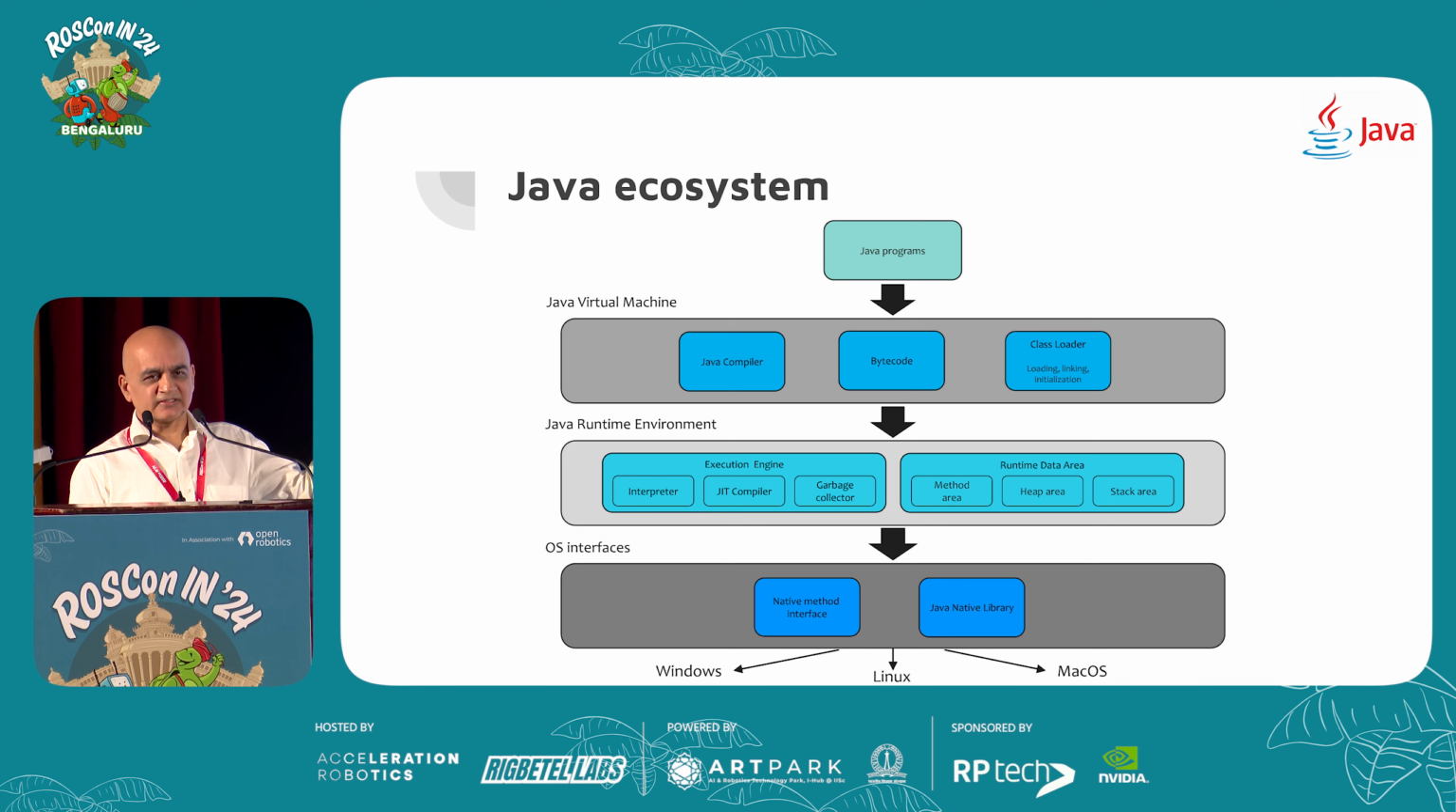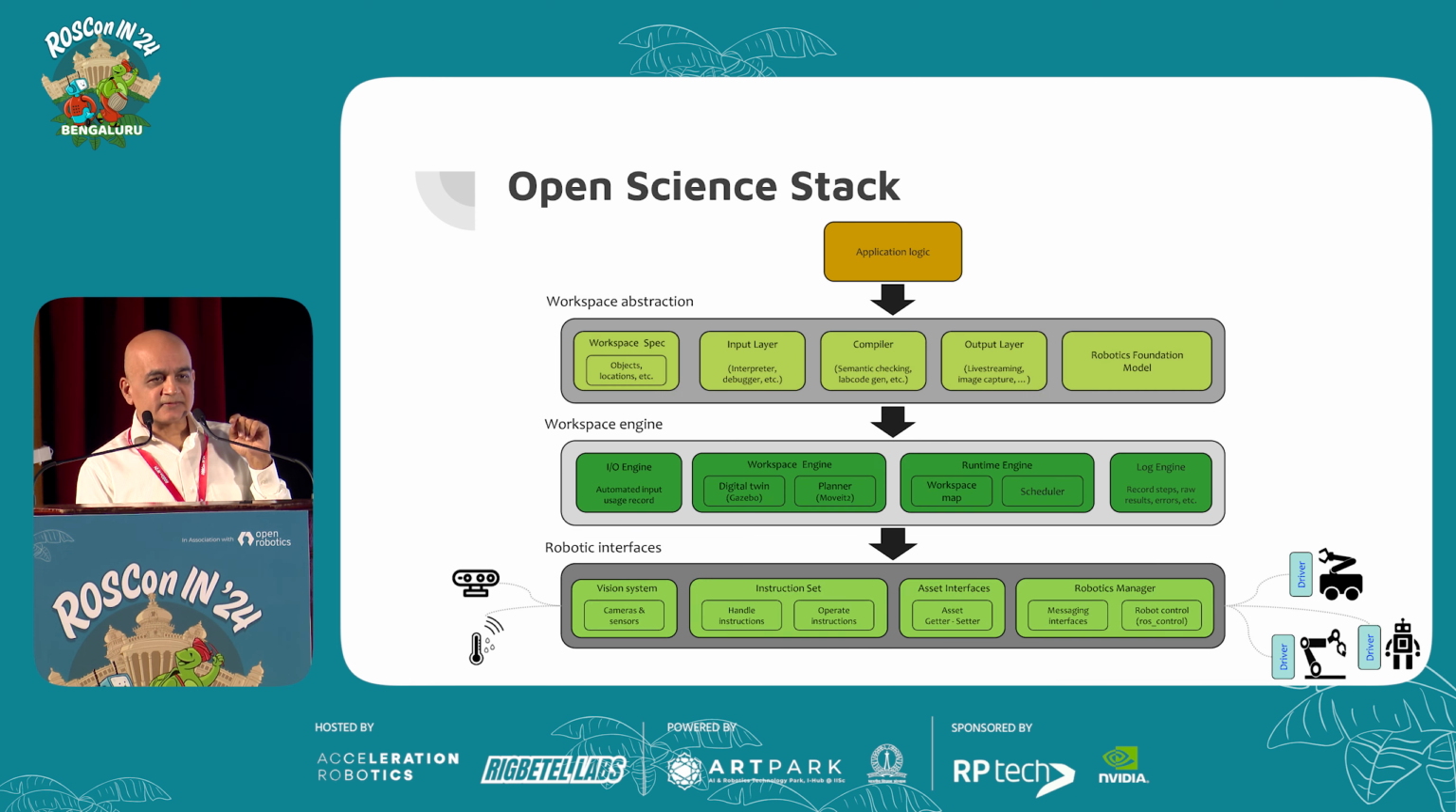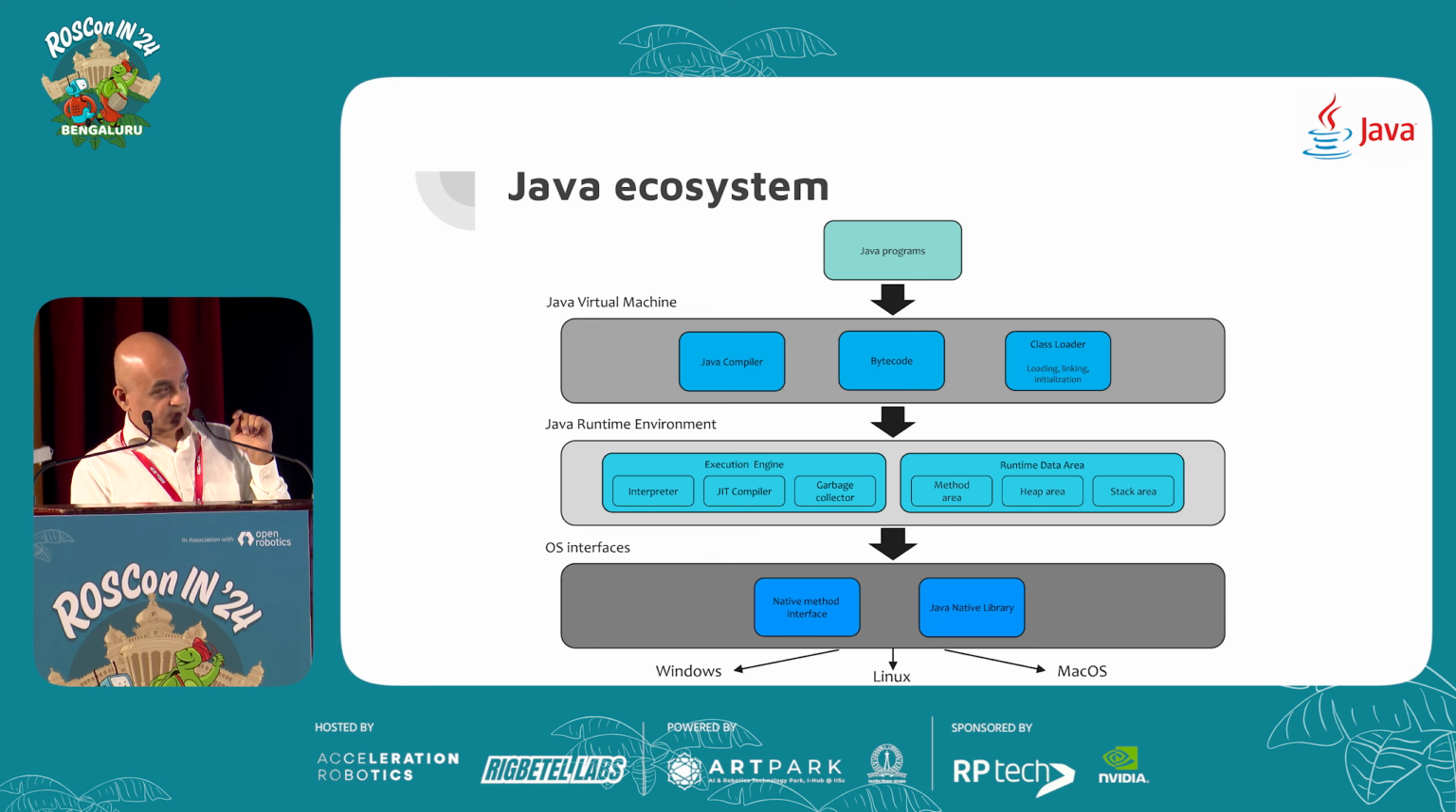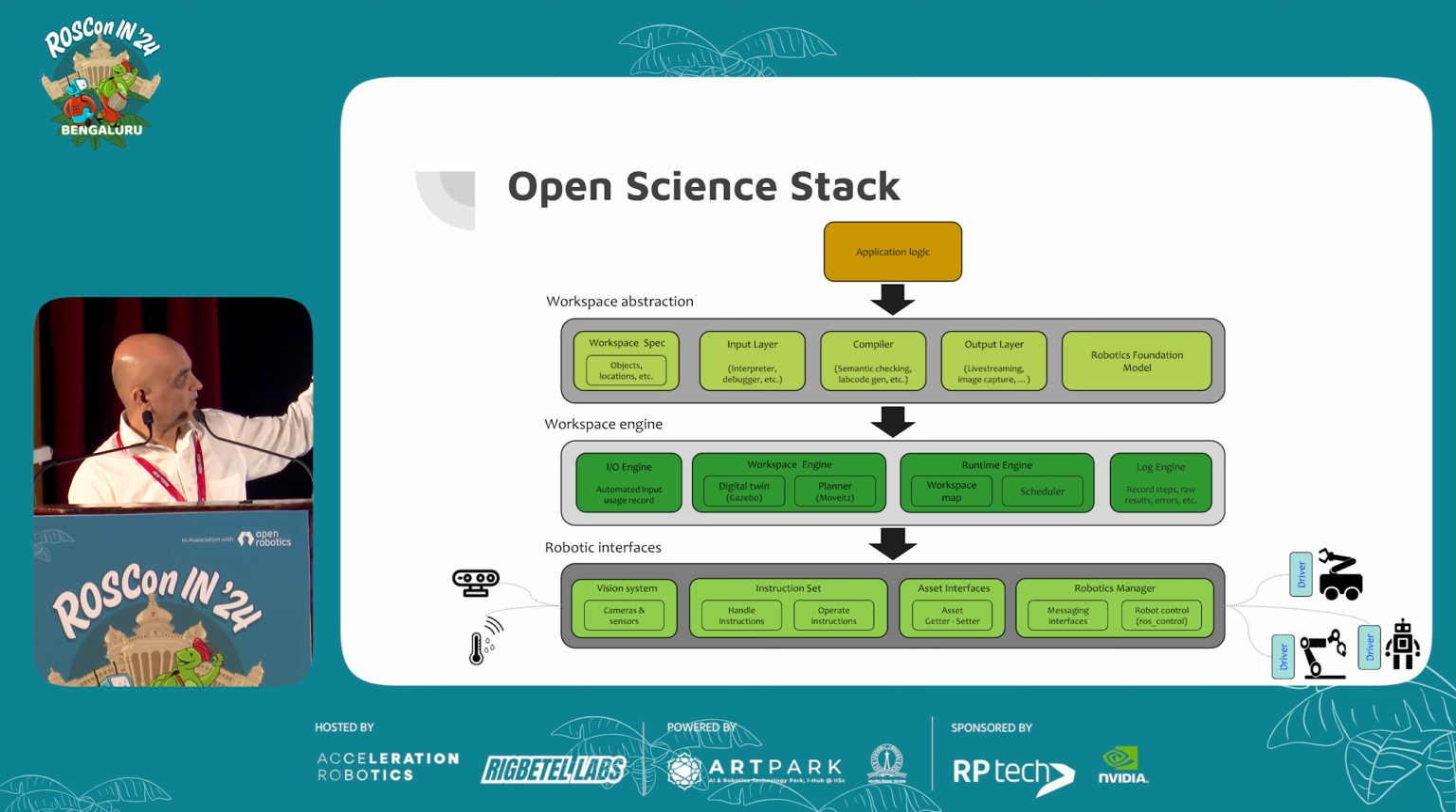And that's what allows your one program that you write. Python, everything is also following the same philosophy. So this is what allows you to write one program, but it runs on different kinds of operating systems, different kinds of architectures. So if we mimic this, we get this. I'll go back again. The same 3 layers: JVM, JRE, OS interfaces. You can map them, when you start thinking about robotic applications, to workspace abstraction at the top level, workspace engine at the next level, and the robotic interfaces at the bottom level. So it's the same thought process, but mapped onto the robotics world.